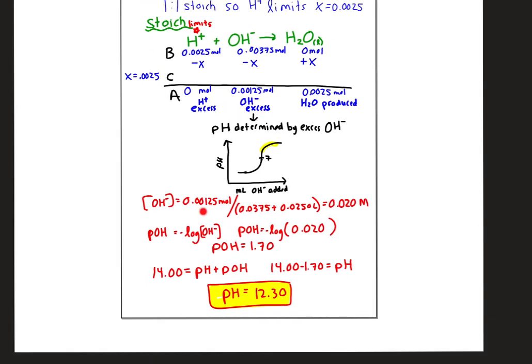I take the moles excess and divide it by the total volume. That's the volume of the acid and the volume of the base that we've added. That gives me 0.02 molar. I know the pOH is the negative log of OH, so I can solve for pOH. Notice I showed all my work. And then a quick little subtraction, 14 minus the pOH. So 14 minus that 1.70 will give me the pH, 12.3.